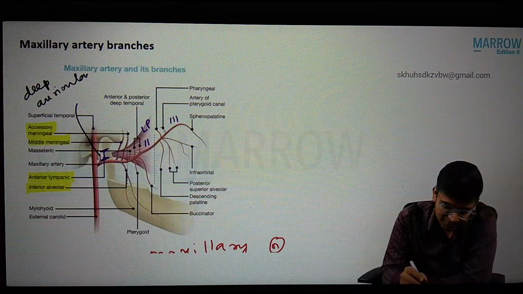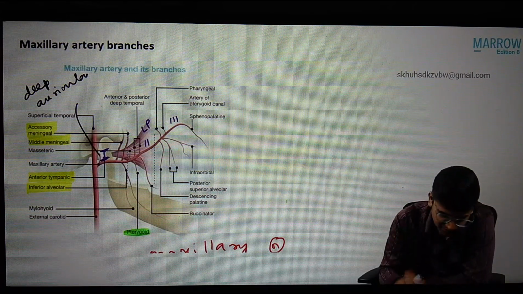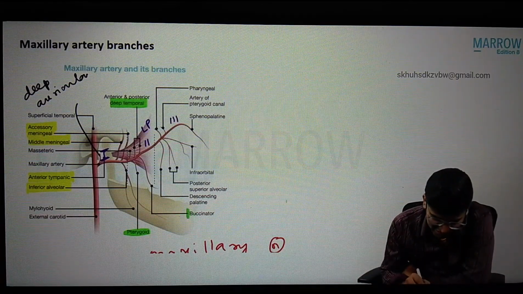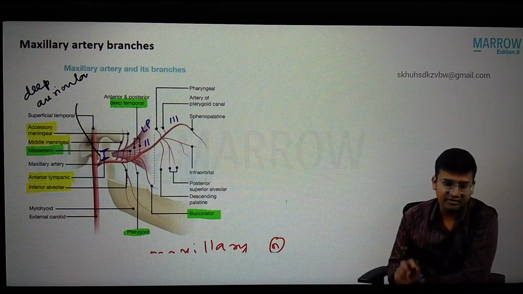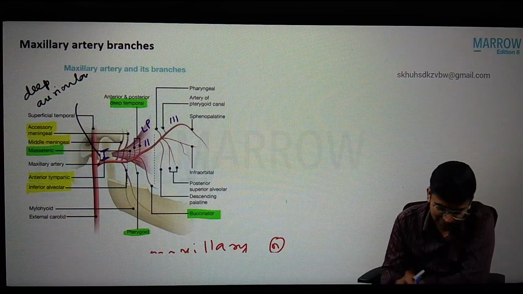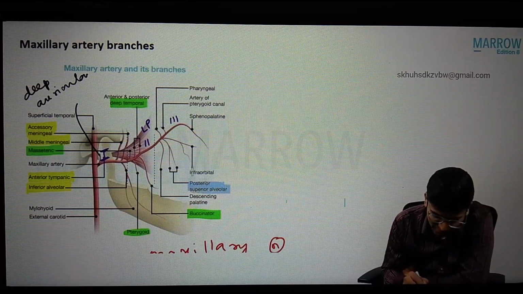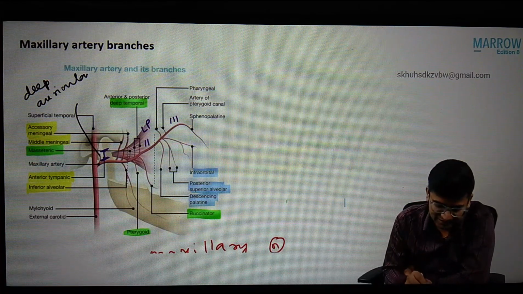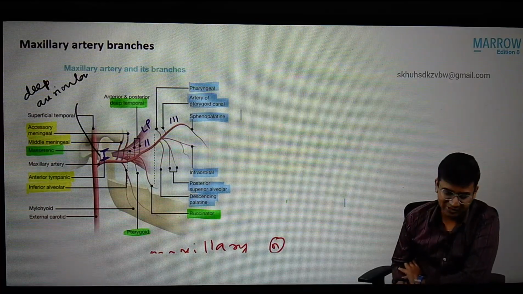Now the second part is giving the pterygoid branch, deep temporal branch, buccal branch, and masseteric branch. Now from the third part: the posterior superior alveolar artery, infraorbital artery, greater palatine and descending palatine artery, then pharyngeal artery, artery to pterygoid canal, and the sphenopalatine artery. These are all the branches from the maxillary artery.